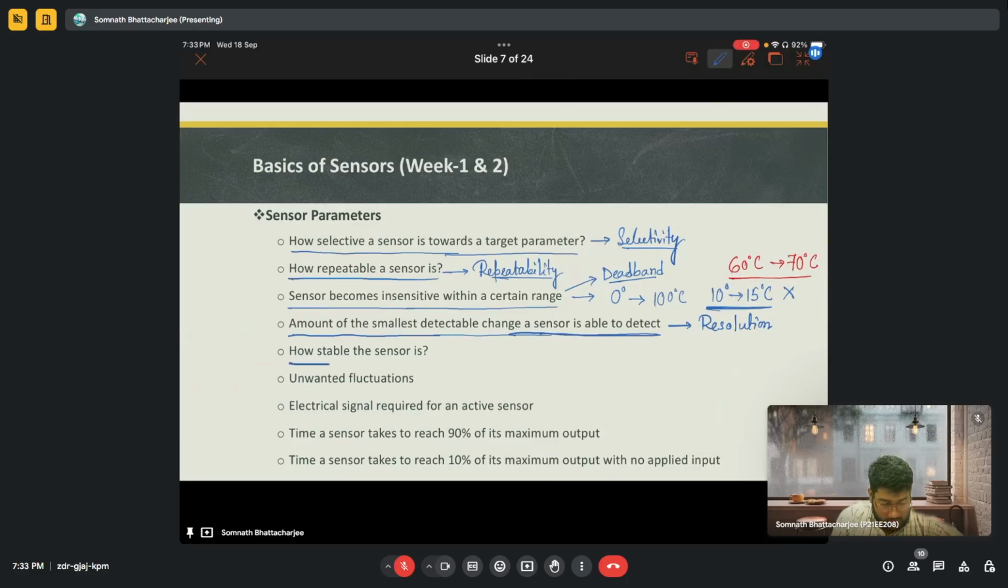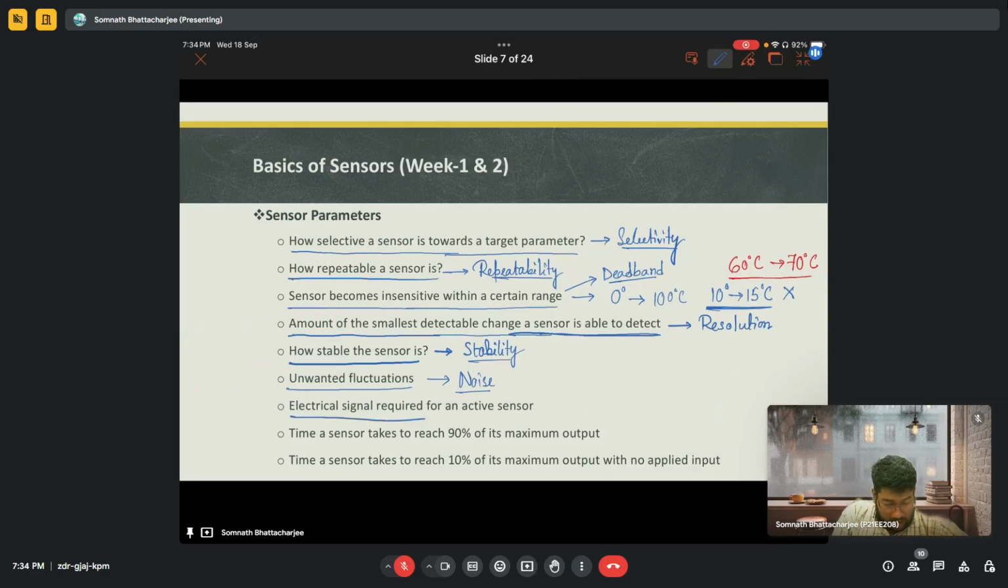How stable is your sensor? Like after how much time or how many cycles of reading data is our sensor stable? That is called the stability of our sensor. Then unwanted fluctuation: if our sensor is getting triggered by unwanted fluctuations or not, that is called the noise. We have to keep the noise margin in mind.